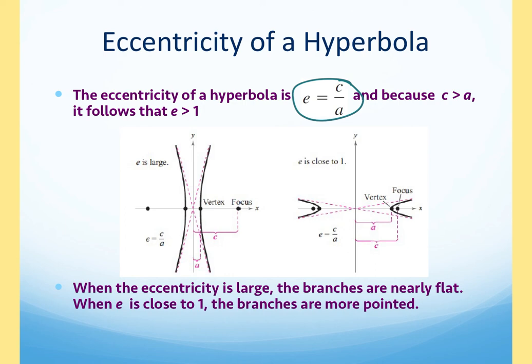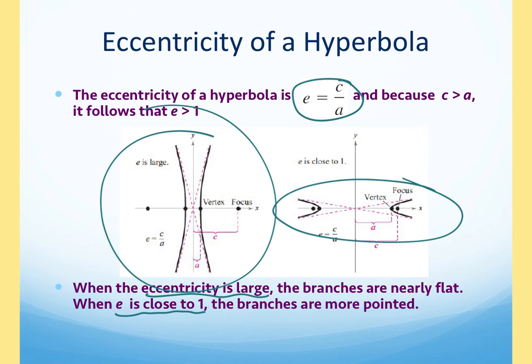When e is close to 1, the branches are more narrow. So this would be something close to 1. They're skinny. When the eccentricity is really big, they are more wide. So again, it just might ask you for eccentricity. It is c over a. The bigger the number, the wider the branch; the smaller the number, the narrower the branch. You don't have to use it to graph anything, but it kind of justifies your graph.